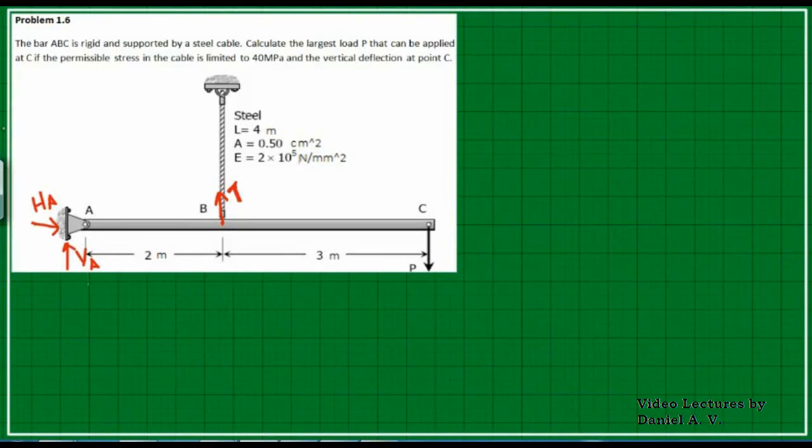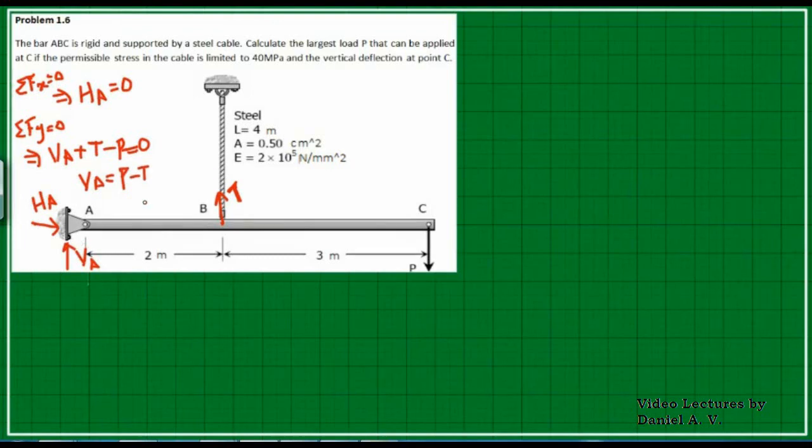Now let's use the basic equations, the concept from first principles, that is sigma Fx equal to 0, which is going to give me HA equal to 0, because the only horizontal force in this system is HA, so that has to be 0. Now if I write sigma Fy equal to 0, I'm going to get VA acting upward, T acting upwards, and P acting downward, so minus P equal to 0. So VA is equal to P minus T.